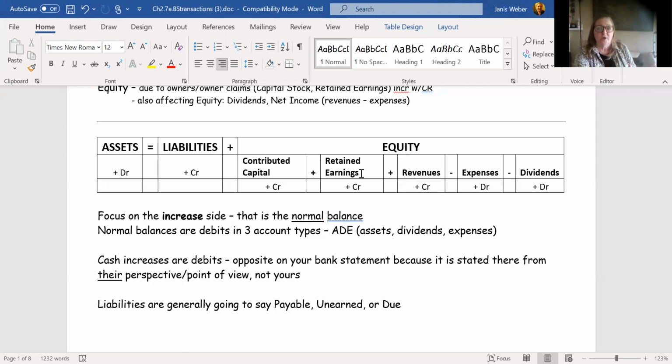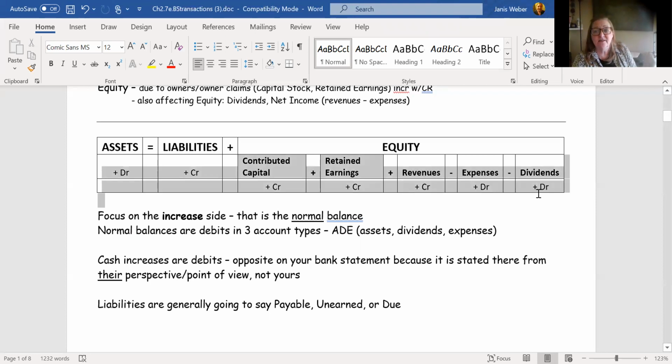And then equity, all things under equity. You see this long line? All these accounts are included as part of equity. So contributed capital increases equity, and so it is recorded as a credit, and that's its normal balance. Revenues also increase with a credit, and that's its normal balance. Retained earnings is talking about earnings, net profits, and increases with a credit. But the two that, when you increase them, it's a debit, are expenses and dividends.